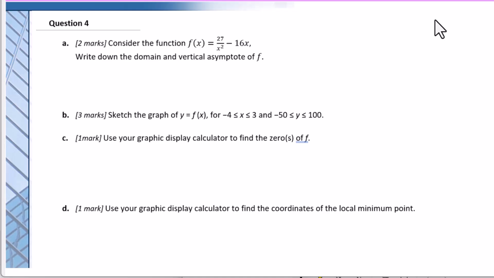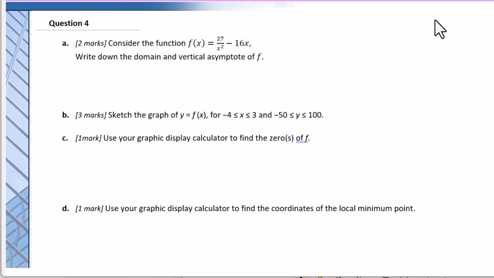Let's go to question 4. Consider the function f of x equals 27 over x squared minus 16x. Write down the domain and a vertical asymptote line.